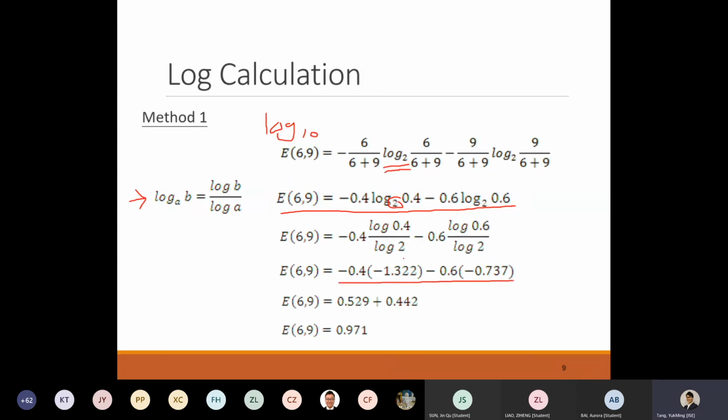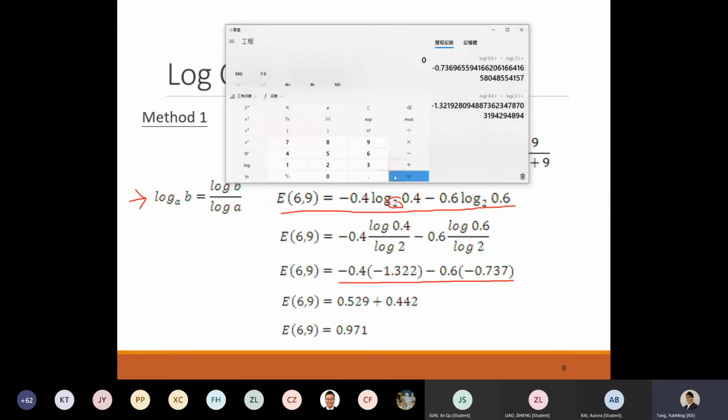Okay, and then we're using the calculator to calculate the answer. Minus 0.4 times minus 1.322 minus sign is equal to 0.529. Usually in the calculation we will use 3 decimal places. 529, we don't need to use 5288. We just need to use 3 decimal places. 529 is enough.